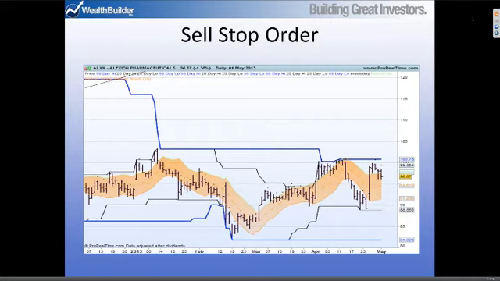So one of the main rules of trading is never trade without a stop loss. In this case, we're showing a sell stop order used as a stop loss order, and then you could eventually use it as a way to protect your profits as the trade went in your favor by moving the stop loss in the direction of the trade.